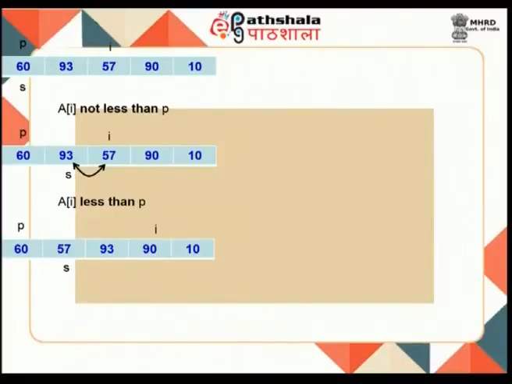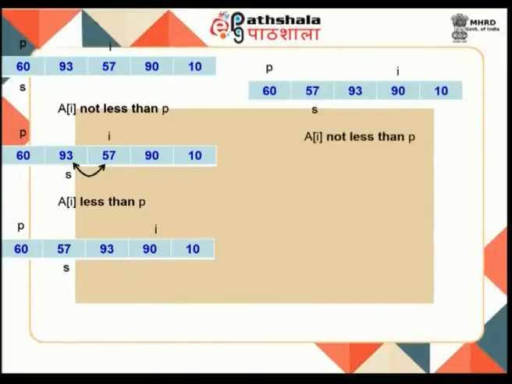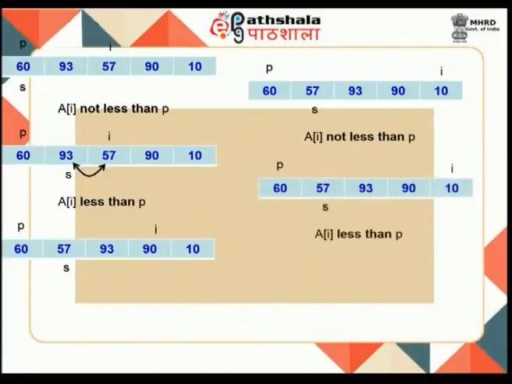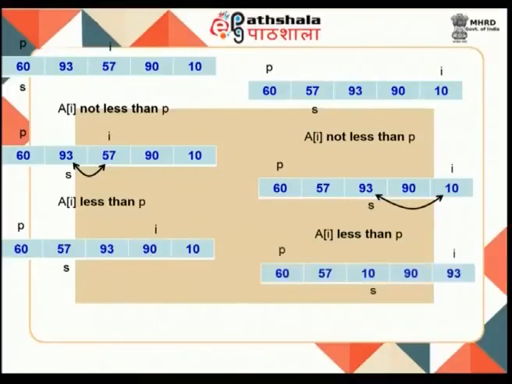Now your pointer points to 90, and incidentally A of I is not lesser than P. Therefore, I am incrementing I again. You can see it becomes something like this. Now A of I is going to be lesser than P. Therefore, I am incrementing S. So my process becomes something like a swap. So I am getting this list. Now I am swapping the pivotal element with A of S to get the final list like this.